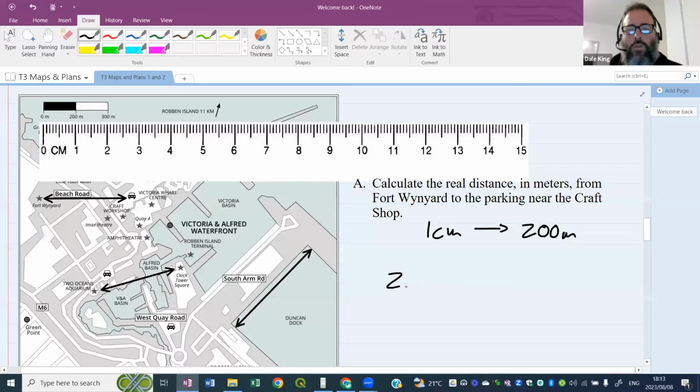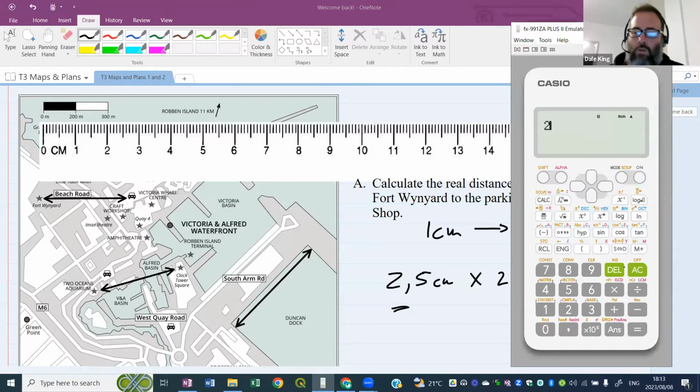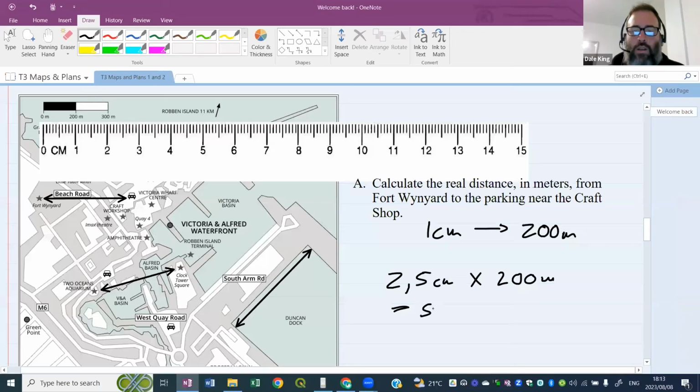So I've got 2.5 centimeters. Each one is 200, so I'm going to multiply by 200 here. And we should all be able to get that. Right, so 2.5, let's get the calculator. It must work for me. I bought this thing. It's worked for me. All right, that gives us 500 meters. So when the question says, what is the real distance from Fort Wynyard to the craft shop? You can tell the person marking this exam, it is 500 meters.